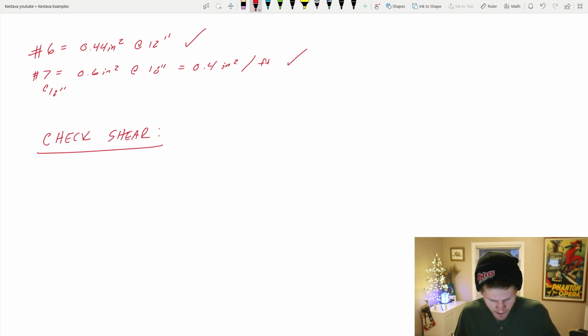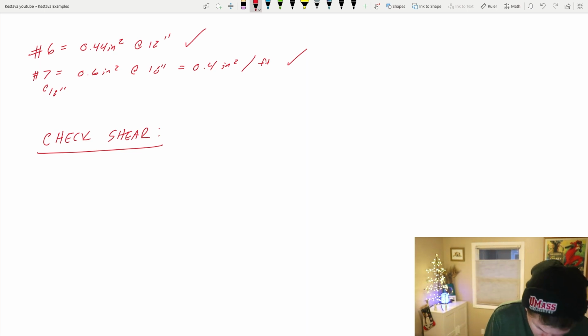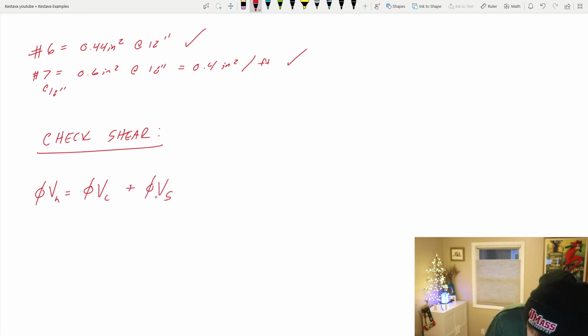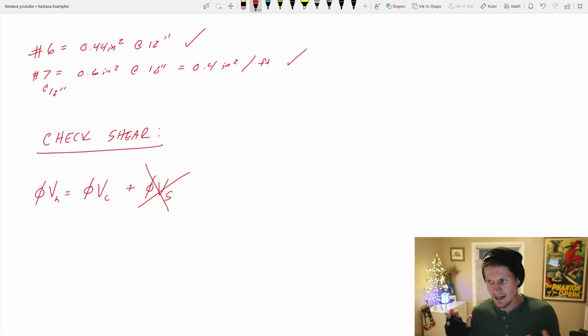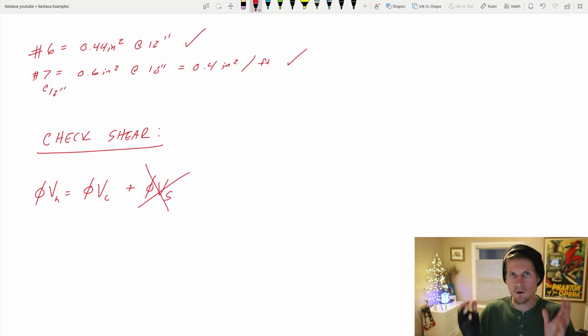All right, lastly, we are checking our shear demand and making sure that the shear capacity of our stem is adequate. For retaining walls, at least any retaining wall I've ever done, you really are gonna have a phi Vn just equal to phi Vc. That means you are not using any shear reinforcement V sub S. That would be some kind of like stirrups in the wall horizontally.